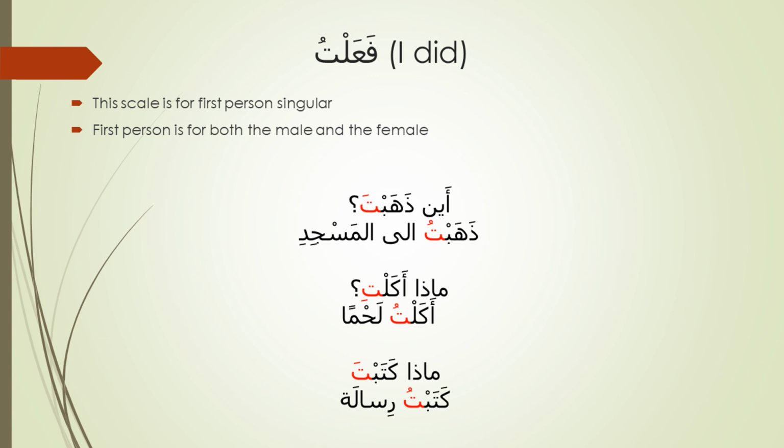If you look at the question, Aina dhahabta. Who am I speaking to now? The man. He'll say dhahabtu ila al-masjid. I went to the masjid. If you look at the second question, Mada akalti. Who am I speaking to now? The woman, directly, singular. And then she'll say akaltu lahman. So if you look at the answer, dhahabtu ila al-masjid, I went to the masjid. Akaltu lahman. There's no difference in the first person.